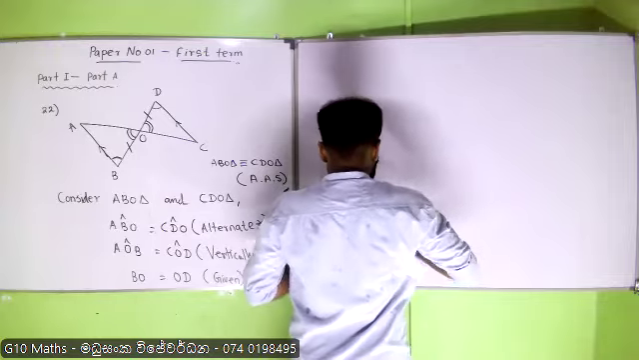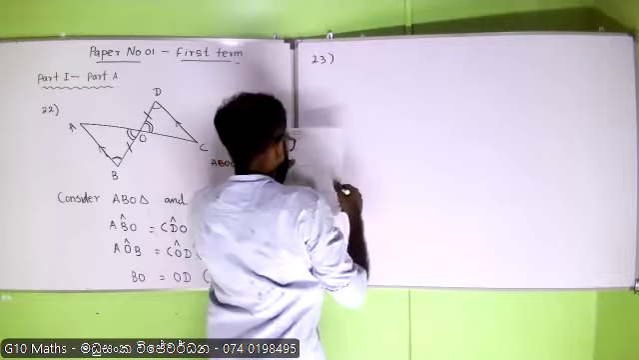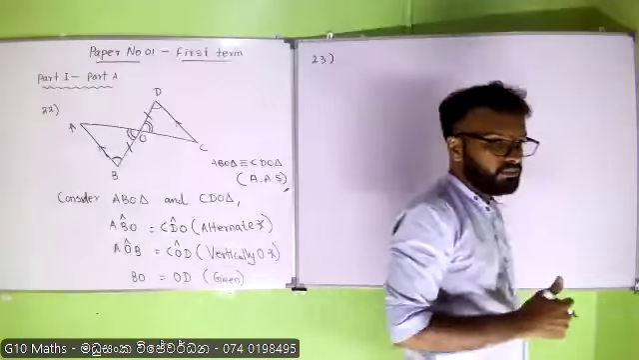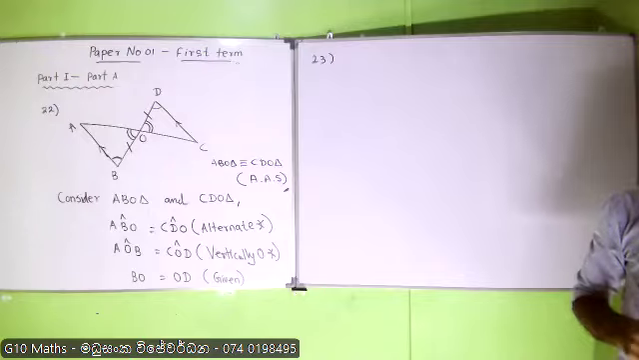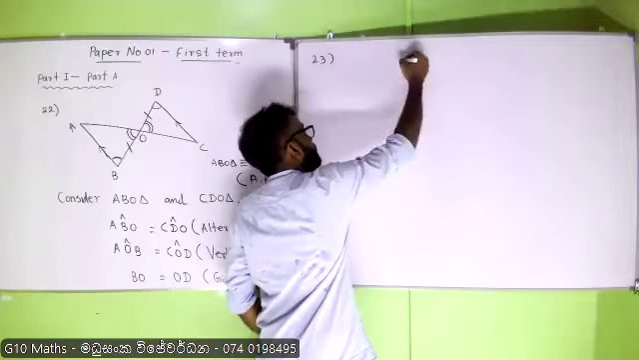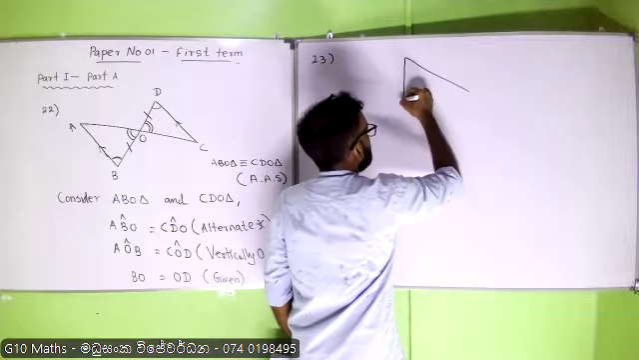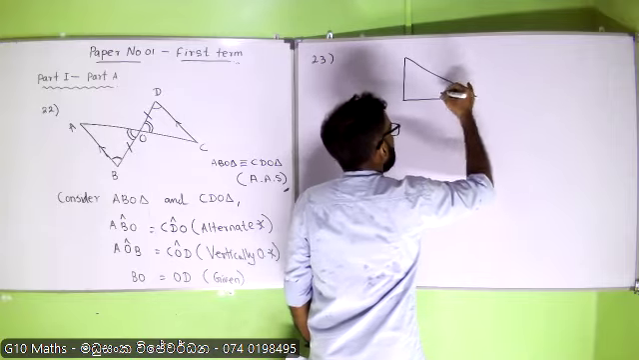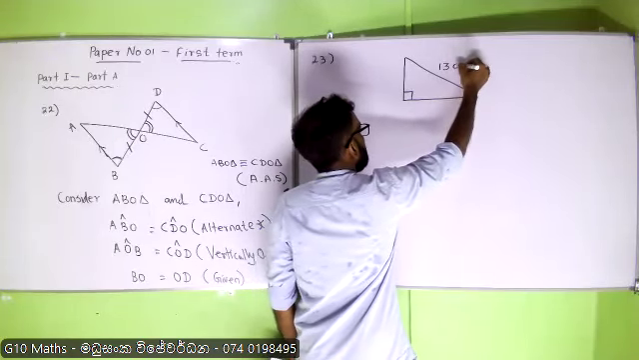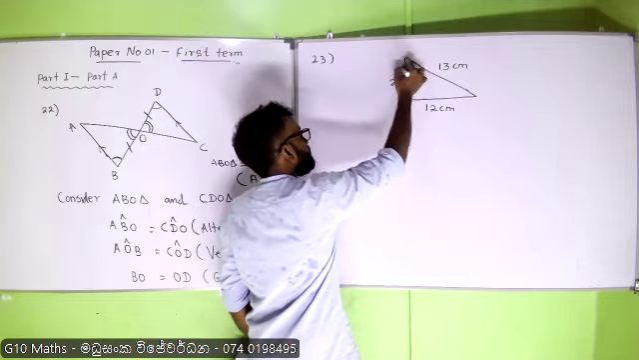Okay, that is 22. 23rd. Find the length of AB according to the given data in the Grade 9 Pythagorean relationship. Right angle triangle. The hypotenuse is 13 centimeters. This side is 12 centimeters. So we have to find the length of this. I will take it as x.